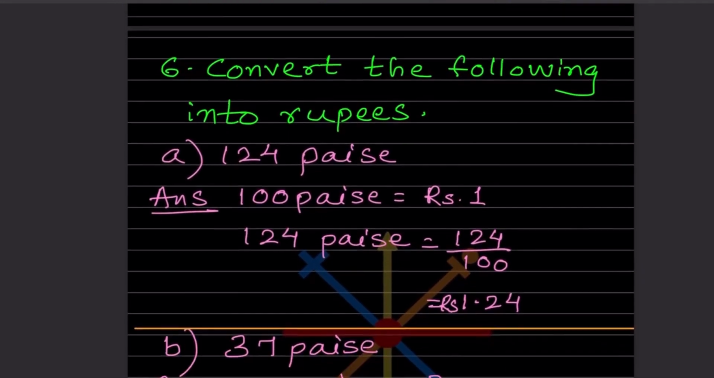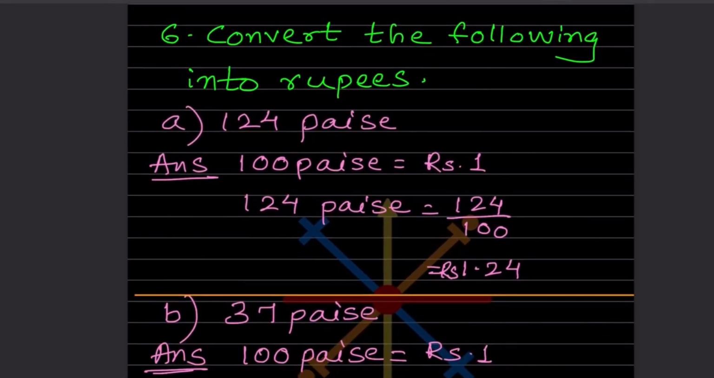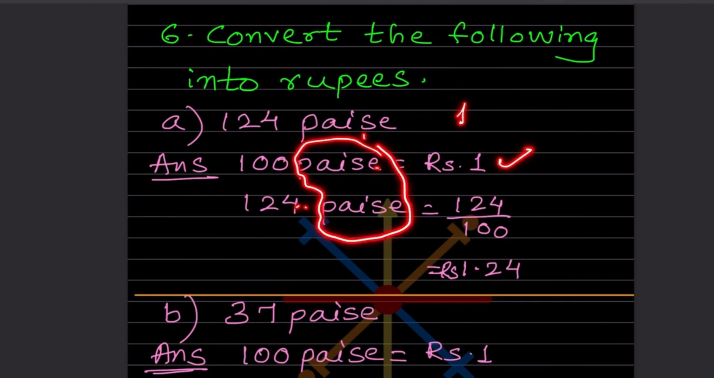Now convert the following into rupees. This also we have done in the exercise, so it is very easy. So this is paise and you have to make it into rupees. What you know is 100 paise means 1 rupee. So 124 paise. Below this, paise should be paise. So what are you going to do?